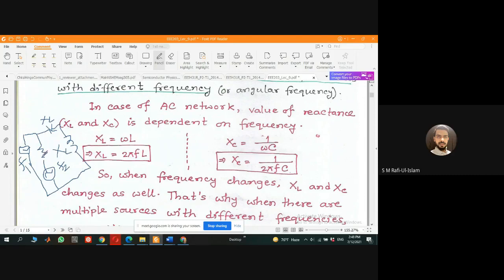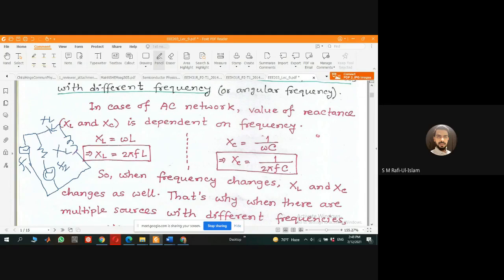This is a very interesting case. For this circuit, since we have two voltage sources with two different frequencies, tell me which reactance value the circuit will have. Will it be 2 pi f1 L or 2 pi f2 L? Because f1 and f2 are not equal, the inductor will be experiencing different impedance values.